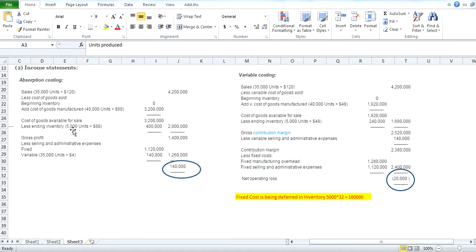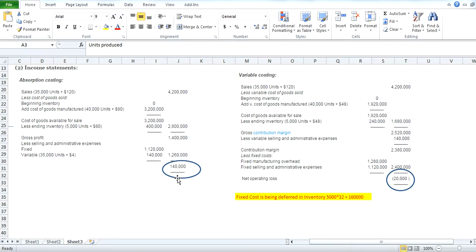That means 5,000 units are left behind in inventory. So 5,000 units times $80 is 400,000. Subtract the ending inventory from your goods available, and our cost of goods sold is 2.8 million. Subtract the 2.8 from the 4.2 and we have a gross profit of 1.4 million. And then we deduct our selling and administrative expenses, fixed and variable, and we end up with net income of $140,000.